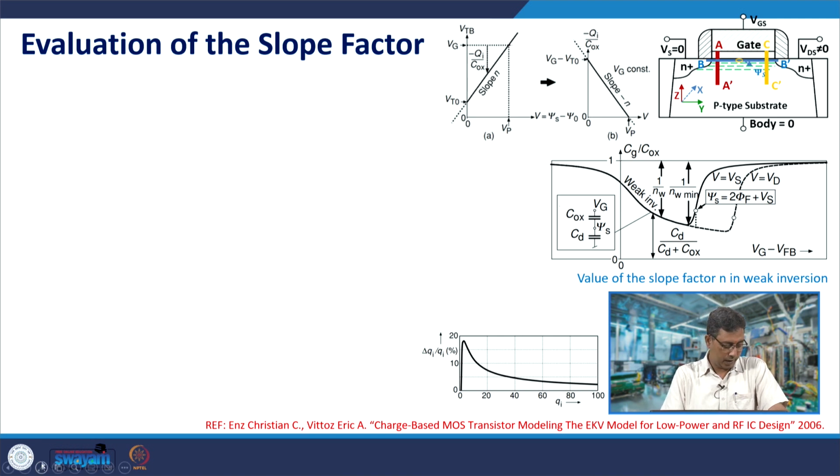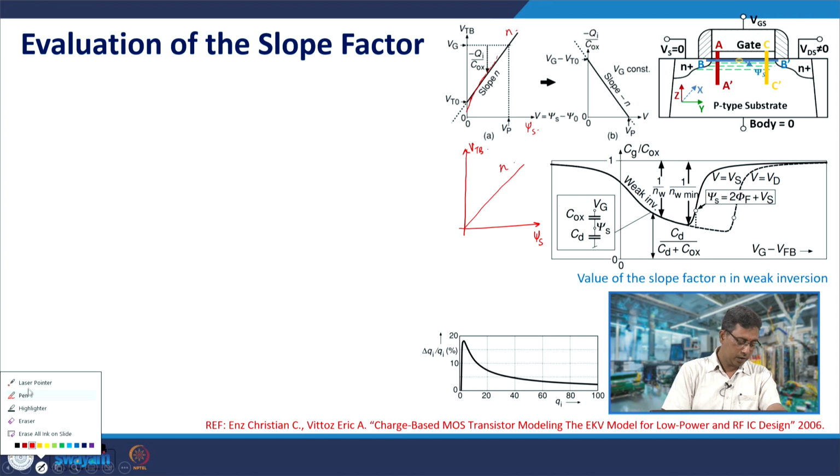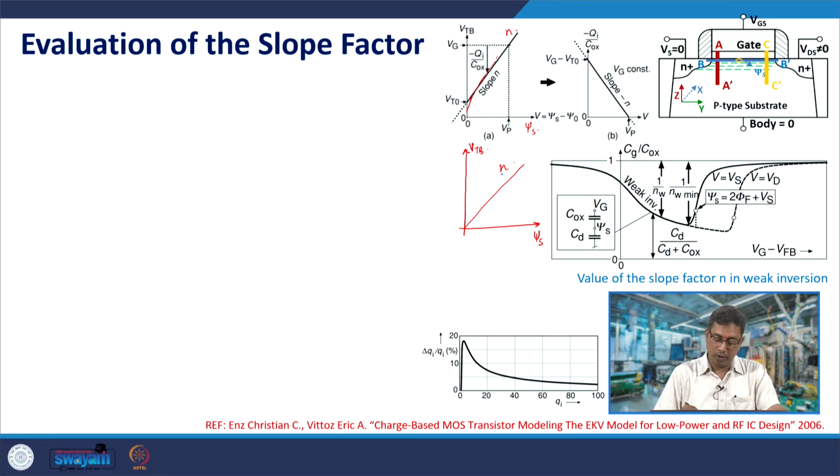In fact, we know that the slope factor is non-linear, especially for values of chi s which are very small, smaller than about 20 times the thermal voltage. That is what we had seen. So what is the appropriate value of the slope factor, because it keeps on changing with respect to chi s? VTB versus chi s also has a similar slope, and this constant slope is an approximation. We had seen that actually the slope would behave more this way.